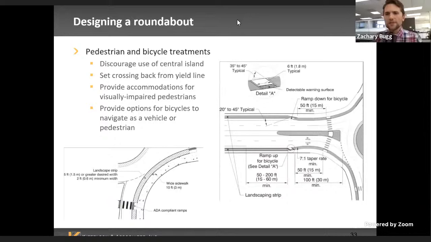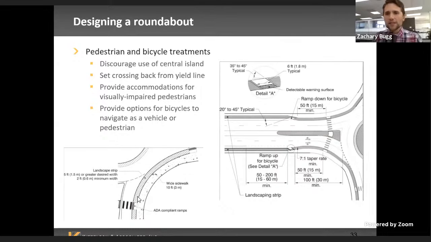Here's an example of some various ped bike treatments that are used at roundabouts. So I'll walk through these. You want to have this landscape strip. A lot of this stuff is done to channelize and for pedestrian wayfinding, guiding the pedestrian to the correct spot to cross the road at the crosswalk, not to the central island. You want to keep folks on the outside, the outer edge of the roundabout.